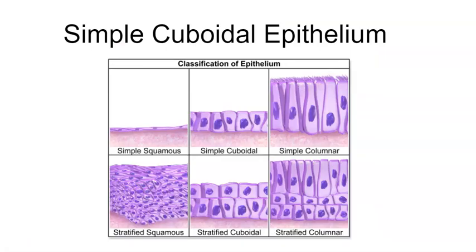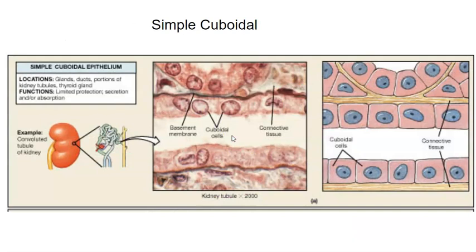Let's look at some simple cuboidal epithelium. Simple because there's one layer, and cuboidal because the cells have a cube-like shape. So we're looking at simple cuboidal here. This is from one of the tubules of the kidney, also found in places like the ducts of glands.